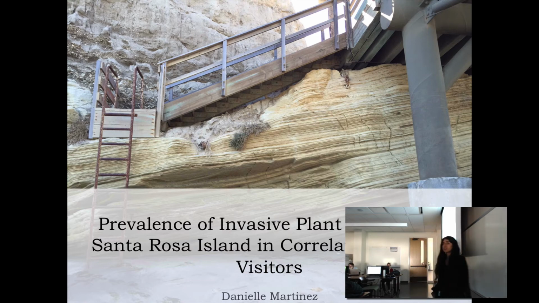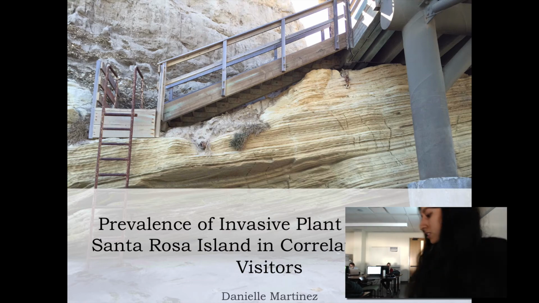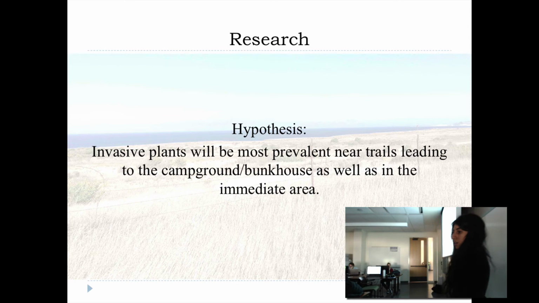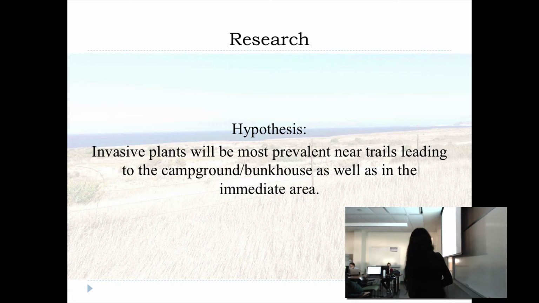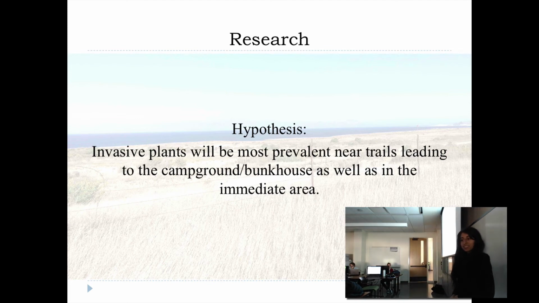Hi everyone, my name is Danielle Martinez and I'm studying the prevalence of invasive plant species on Santa Rosa Island in correlation to park visitors. So pretty much the reason I'm doing this research is to see how invasive plants are getting spread around the island, since it is a closed system as opposed to somewhere on the mainland. My hypothesis is that invasive plants will be most prevalent near trails leading to the campground and bunkhouse, as well as in the immediate area surrounding those two.